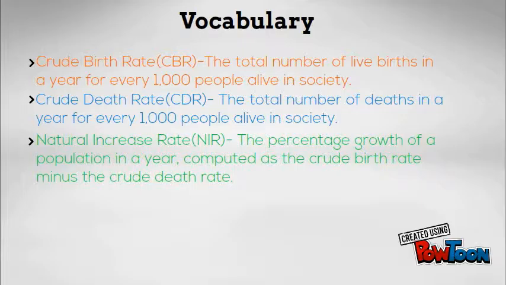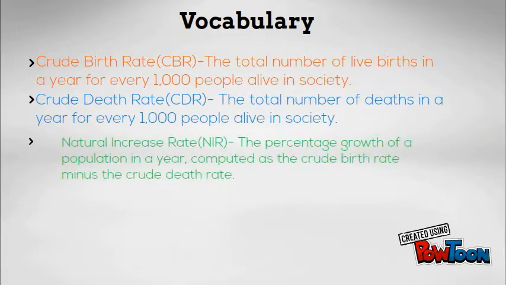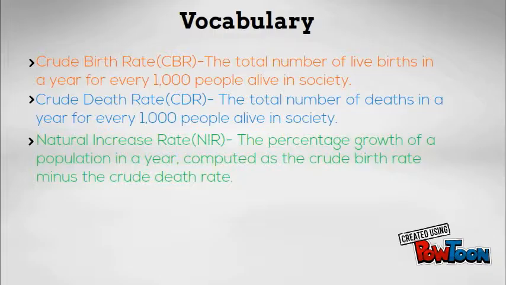The third is the natural increase rate, also known as NIR. This is the percentage by which a population grows in a year. It is computed by subtracting the CDR from the CBR, after first converting the 2 measures from numbers per 1,000 to percentages. Thus, if the CBR is 20 and the CDR is 5, then the NIR is 15 per 1,000, or 1.5%. The term natural means that a country's growth rate excludes migration.